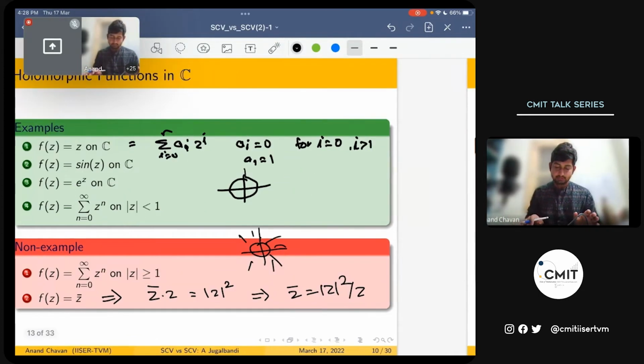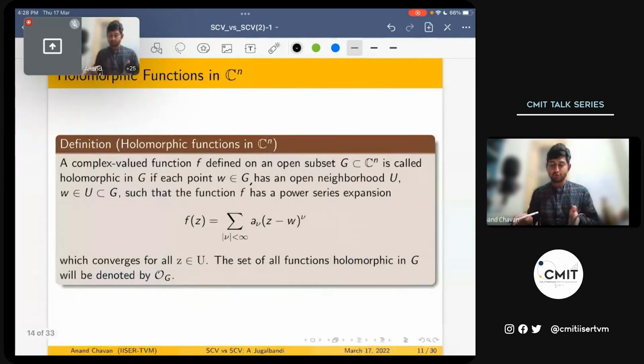Now let's see the definition. What do we mean by a holomorphic function in C^n? It's the same definition, but we are just including more variables. A complex valued function f defined on an open subset G of C^n is called holomorphic in G if each point w in G has an open neighborhood U such that the function f has a power series expansion f of z equal to summation a_nu (z minus w) raised to nu, where nu is less than infinity, which converges for all z in U.